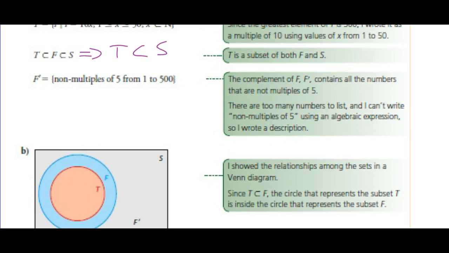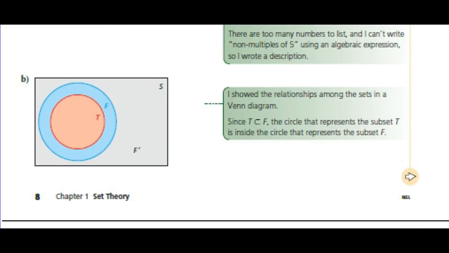F prime, the non-multiples of 5 from 1 to 500. Now you can't list them, and it's not easy to come up with a formula, right? You can't just say it's 5 times x. So they just wrote a description, since they can't use an algebraic expression. Showing the relationship: T is a subset of F. That means everything inside T is also inside F. So the circle T is included within the circle F.